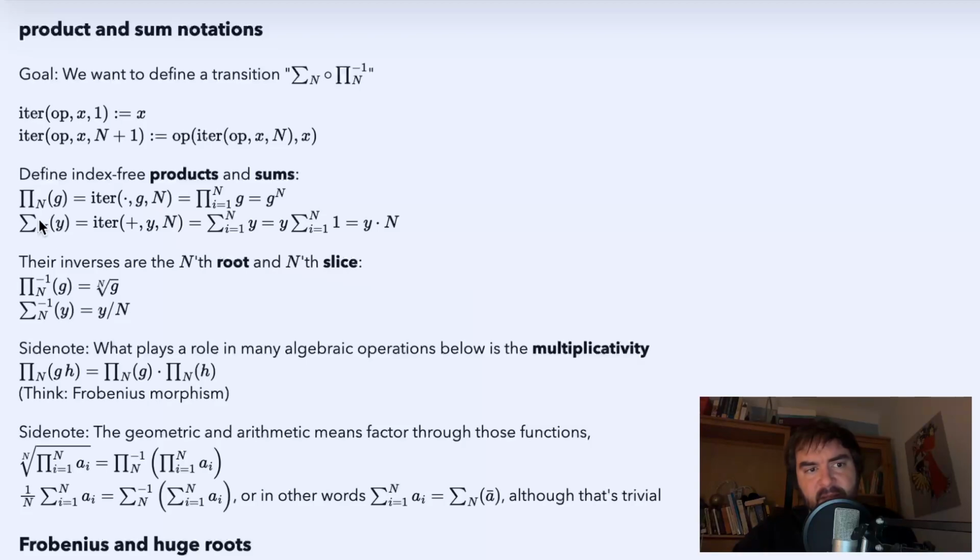And these things, however, are really super simple objects, right? So multiplying a g n times with itself gives g to the power of n. This is just notation. And likewise, adding y to itself n times gives y times n.